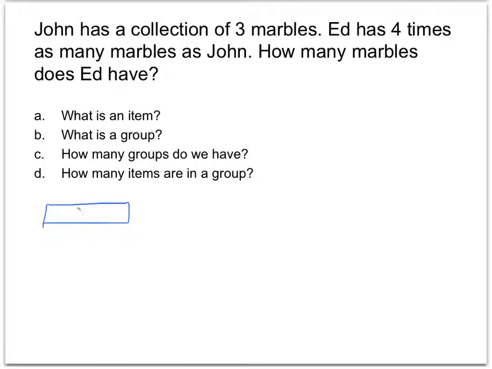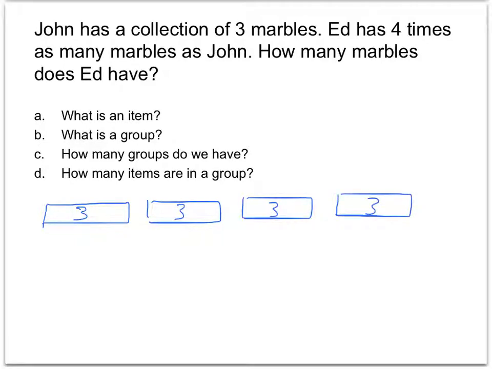John has a collection of 3 marbles. So let's draw a strip here to represent John's collection of 3 marbles. Now Ed has 4 times as many, so that means that Ed has 4 of these collections. So let's draw 3 more boxes there. 3, 3, 3. So there's a picture.